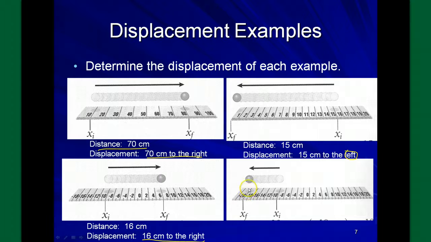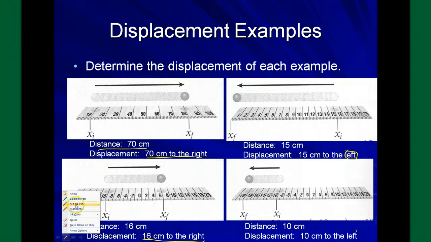And here we have final position negative 20, initial position negative 10. So final minus initial, negative 20 minus a negative 10 gives us negative 10 centimeters. So we would say, again, distance is 10 centimeters, not concerned about direction with distance. Displacement, we would say 10 centimeters to the left, or it would be negative 10.